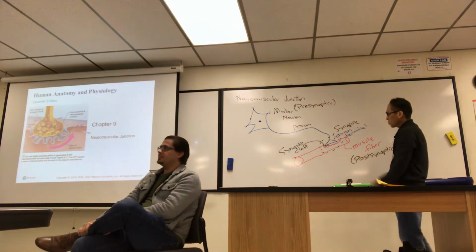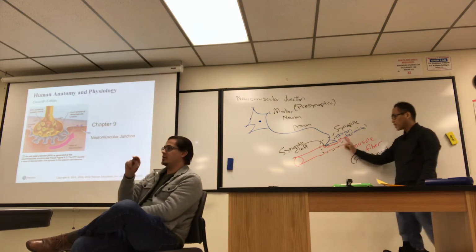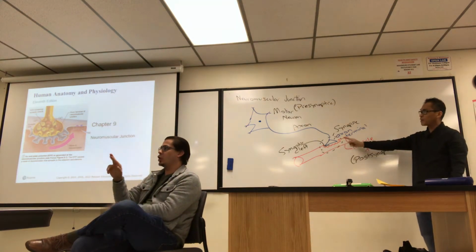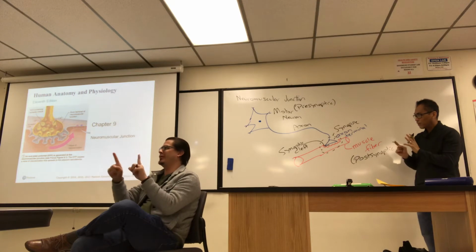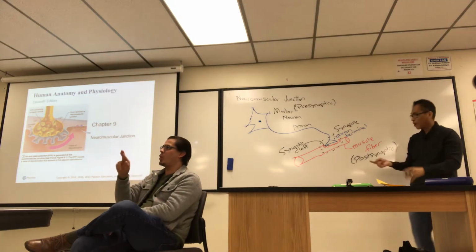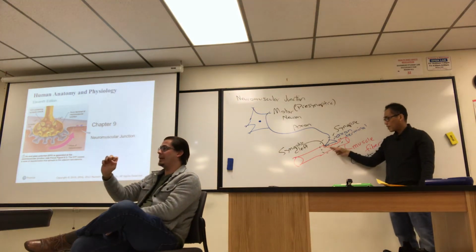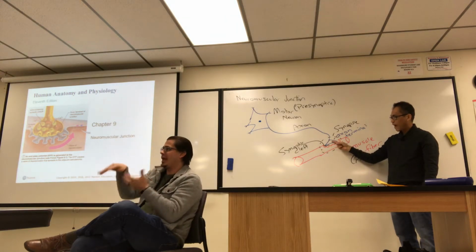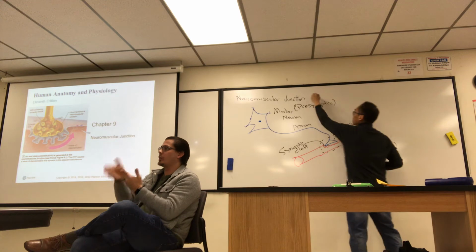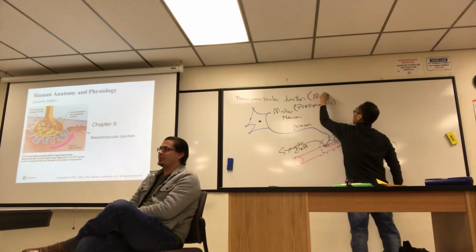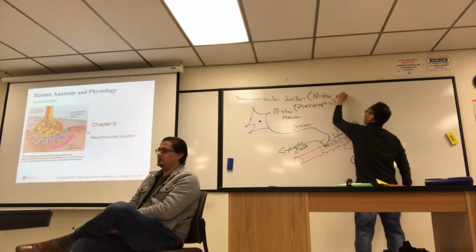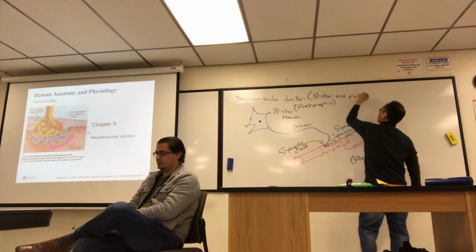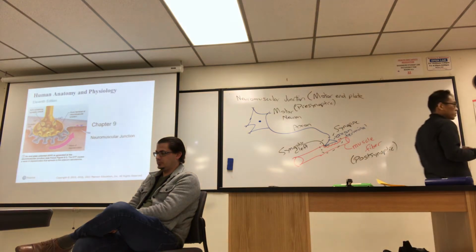And where they meet is the neuromuscular junction. Sometimes they don't call it the neuromuscular junction. Sometimes they call it the motor end plate, the part where the sarcolemma is a little more folded, where it interacts with the axon terminal. So I'm going to focus on the neuromuscular junction.